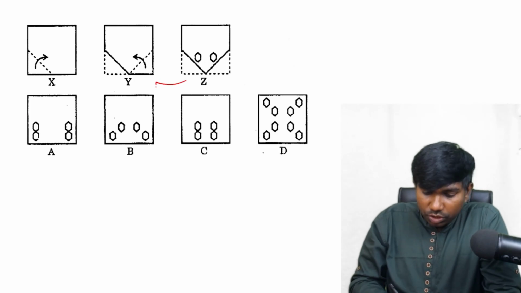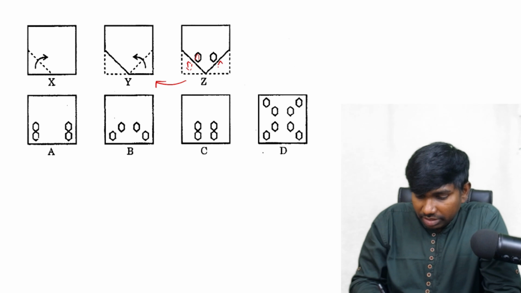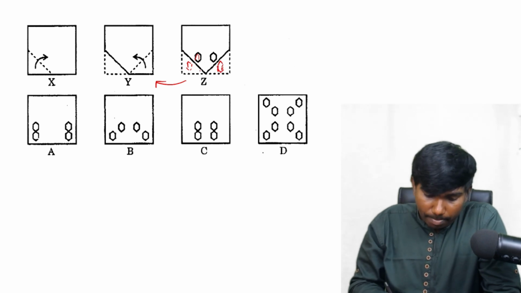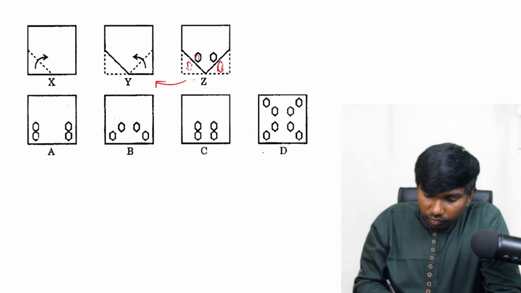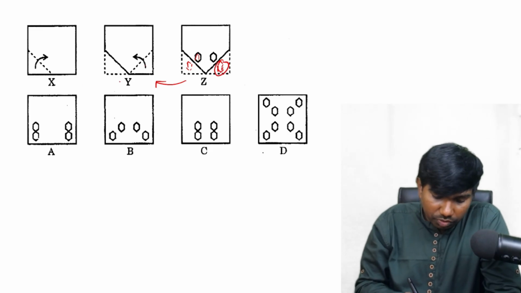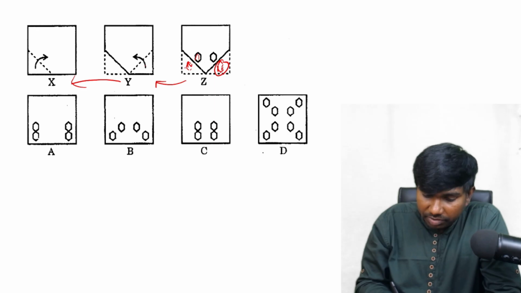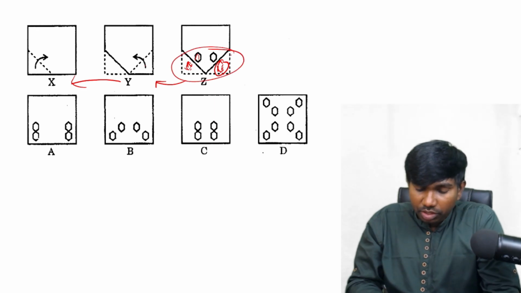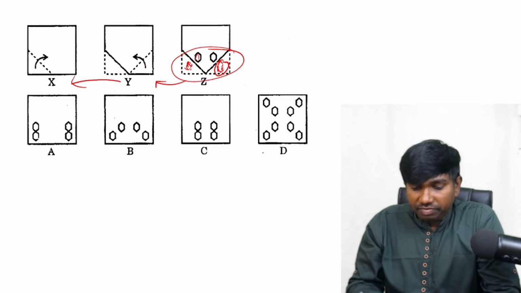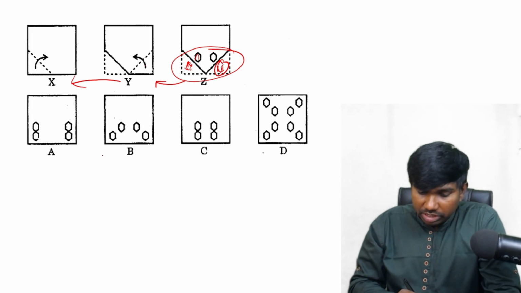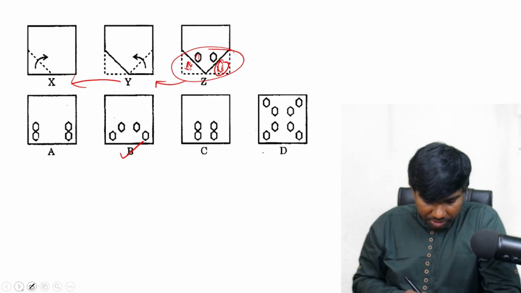Next one, Z to Y. If you see, this shape will appear here, and similarly the same shape will appear here as well. So the Y to Z right side part will be appearing, and the X to Y left side shape will also appear here. So finally only the lower half will have the figures, because the upper half is not involved in the folding. So the answer is option B.